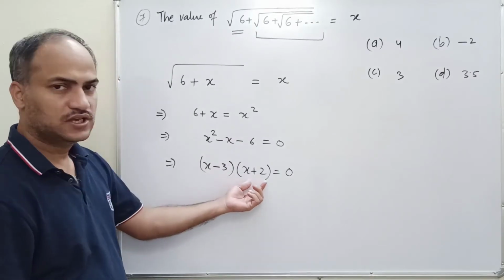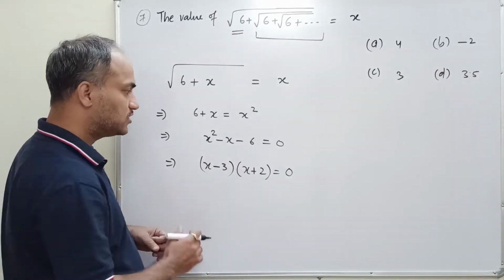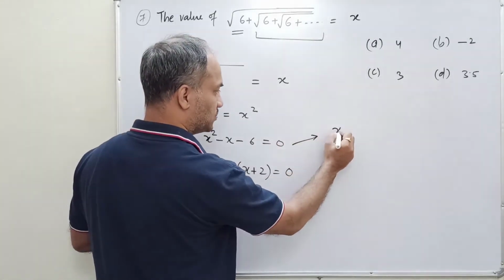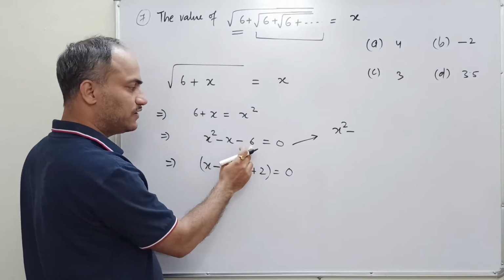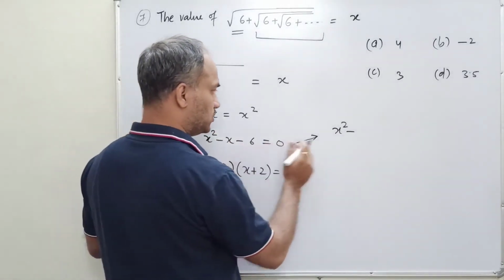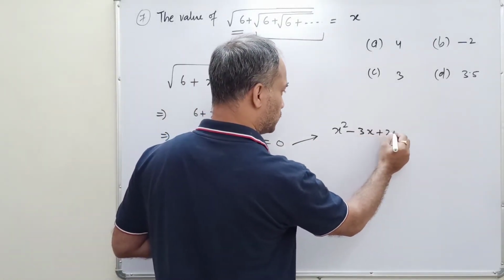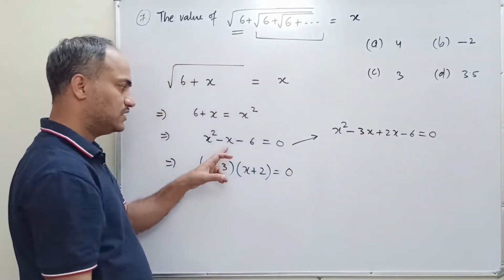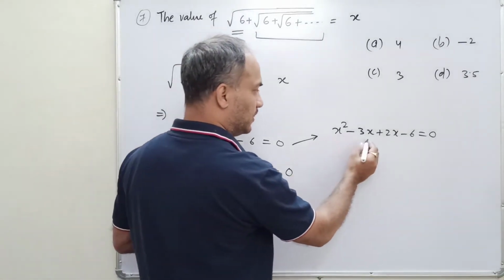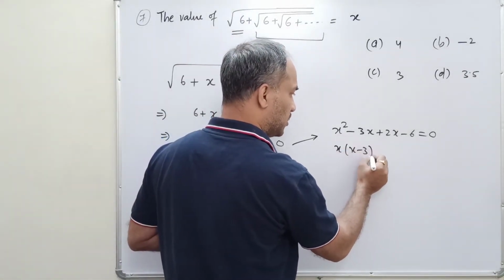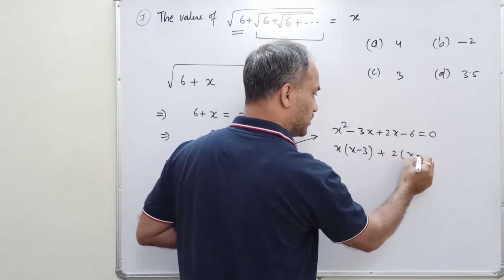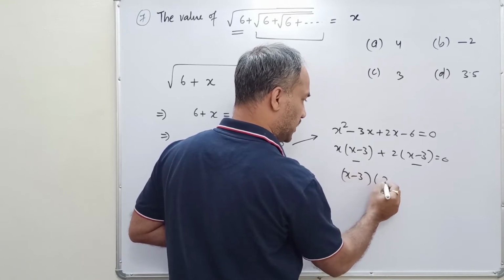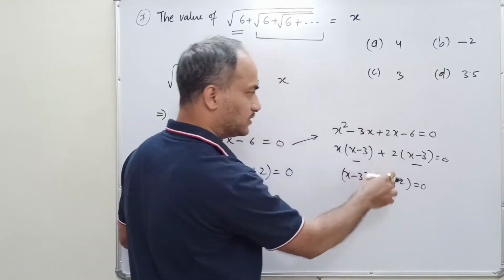We can also do this in short. Otherwise, you have the direct method: you can write this expression as x square minus 3x plus 2x minus 6. Why? Because the factors of 6 are 3 and 2, and these two will give us minus x. Fine. So when we take common here, x minus 3, and take common here again x minus 3, and take this value once again common, we get x plus 2. Okay, this is the normal method.